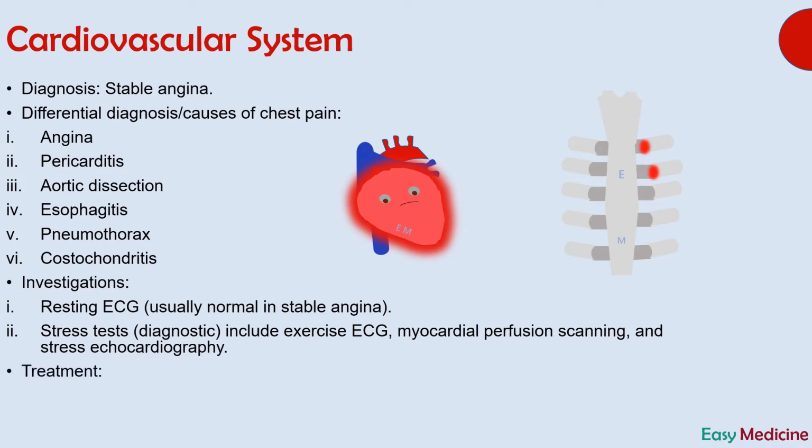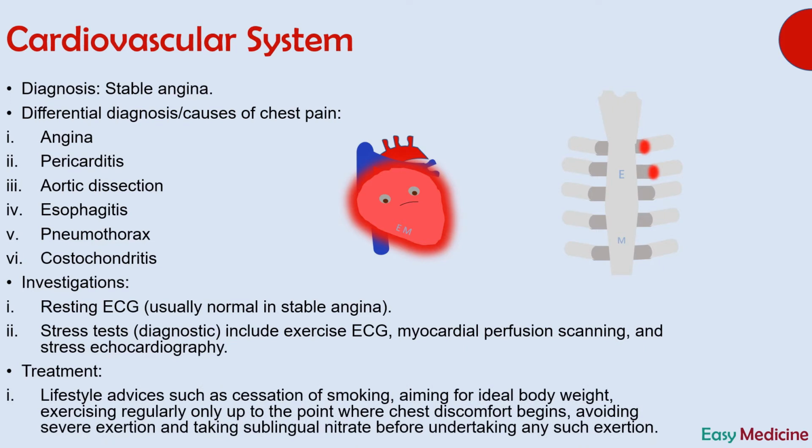Next is treatment of this condition, which begins with lifestyle advice, since one of the questions asked about advice which should be given to a patient with stable angina. These lifestyle advices include cessation of smoking, aiming for ideal body weight, and exercising only up to the point where chest pain begins, avoiding severe exertion, and taking a sublingual nitrate before undertaking any such severe exertion.